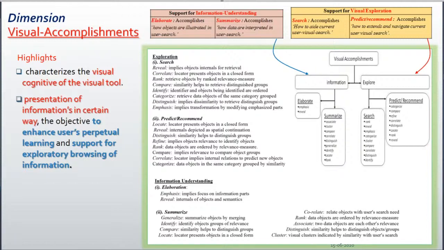So the system will be able to recommend new objects. Whenever the user is playing with information, the system will provide some kind of visualization so that the user can understand that that information is also important. The system should predict the new objects. The system should recommend the new objects. These kinds of facilities fall into this category, right?